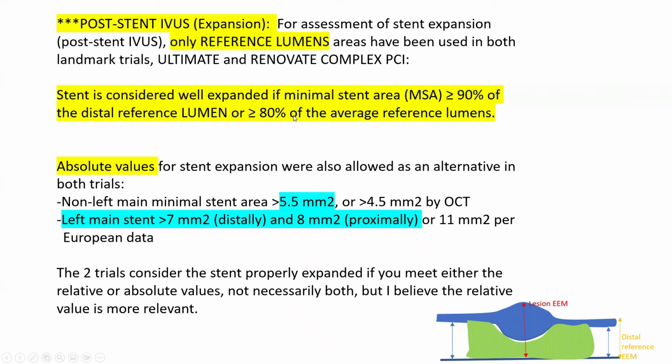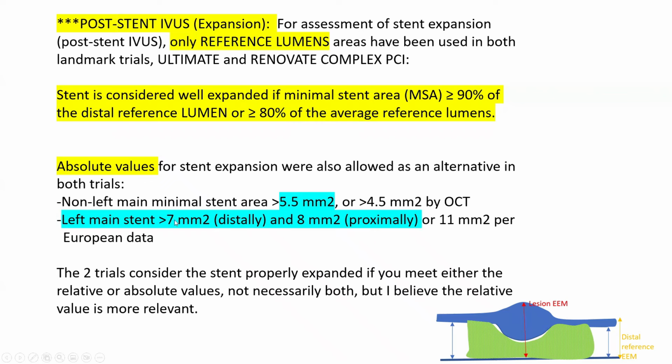They did not mandate that the stent needs to be well expanded by both criteria. However, I prefer to fulfill the relative criterion, but it's important also to know both criteria. Sometimes, even if you don't fulfill that 80-90% reference lumen area, but your stent is over 5.5 millimeter square, you have an acceptable result. But I prefer to fulfill both criteria.